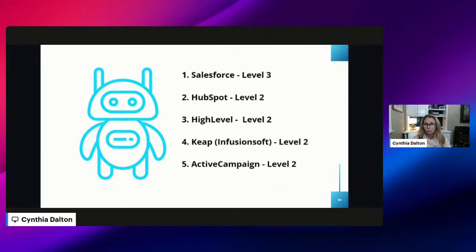So I hope that's helpful. I hope that explains a little bit about the levels of AI in a very high overview, and that you go into 2025 knowing what digital agents are.